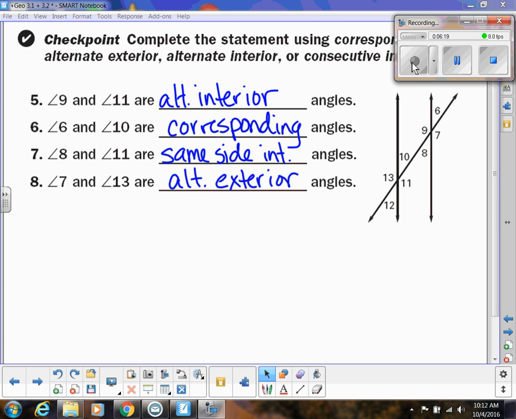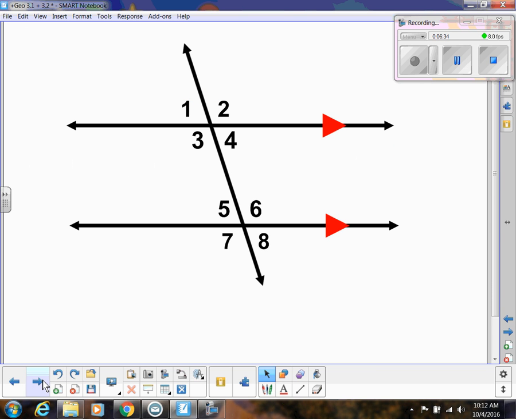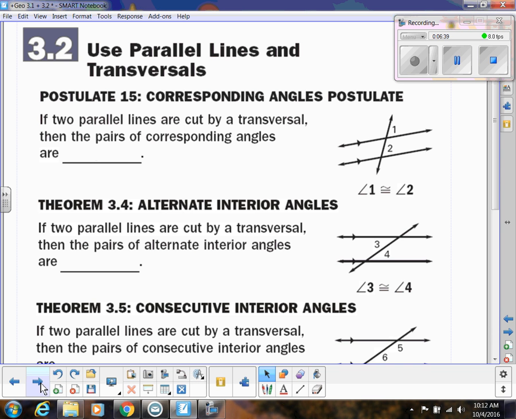All right, so notice in this diagram that the lines that the transversal crosses, these two lines, look like they're parallel, right? So that's what we're going to talk about next. That's really why we care about these, when we have parallel lines and a transversal cutting them. So these next postulates and theorems will be on your proof cards because we will be using them in proofs.